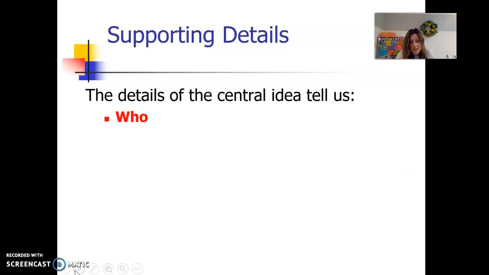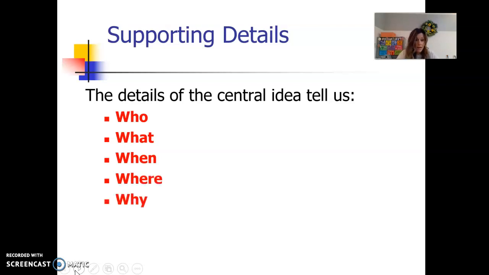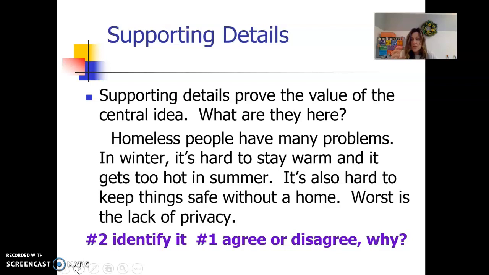The details of the central idea tell us who, what, when, where, and why. So take a moment and write these down in your notes or type these into your notes. This is what the central idea tells us. The supporting details prove the value of the central idea. So what are the supporting details in that paragraph that we just read?